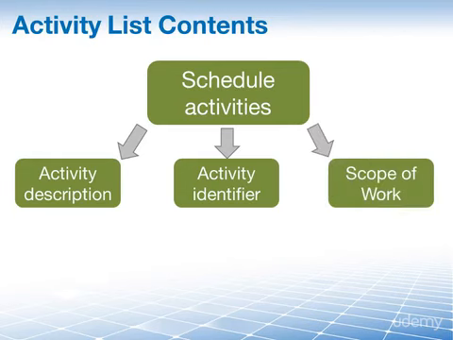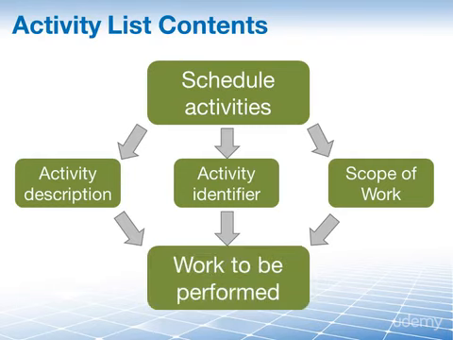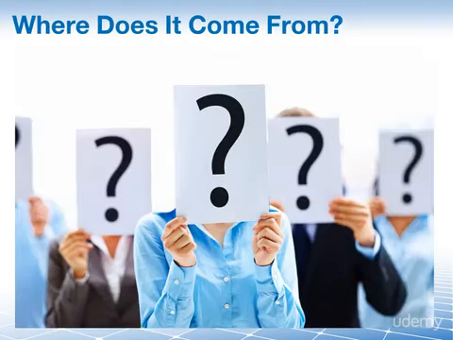Also included is a scope of work description for each activity that is sufficiently detailed so that there is enough information to transition this over to the project team. And that all then feeds into the work to be performed. So once you hand a schedule activity over to a team member to work on, they get the activity description, identifier, and the scope of work, and they know exactly now what is the work that I need to perform on this particular activity.